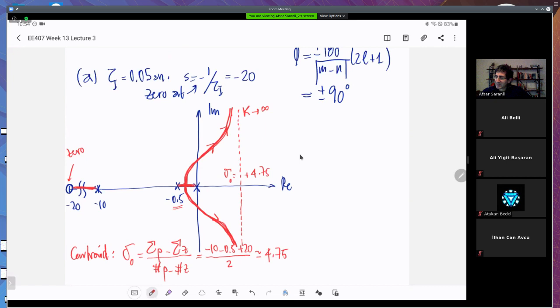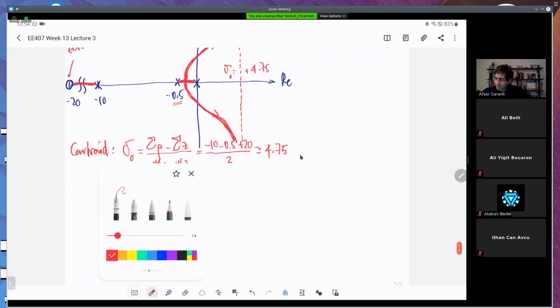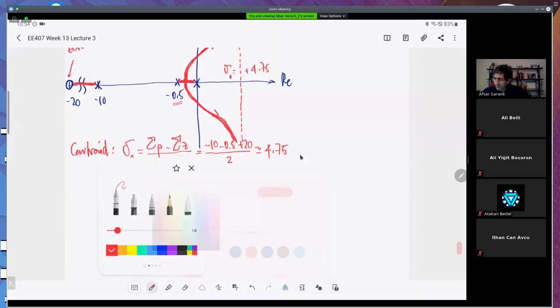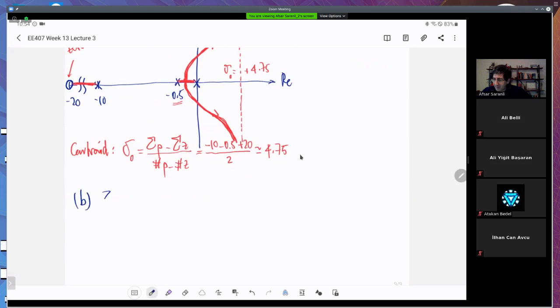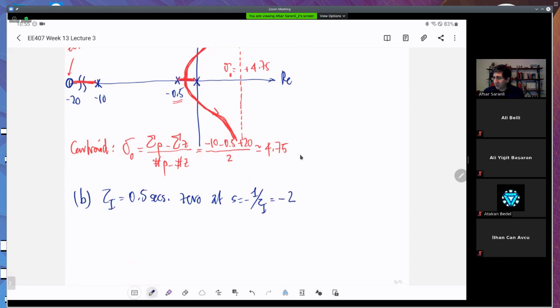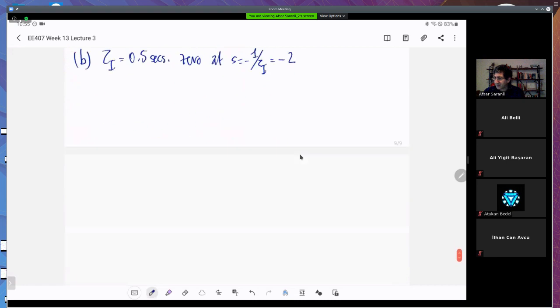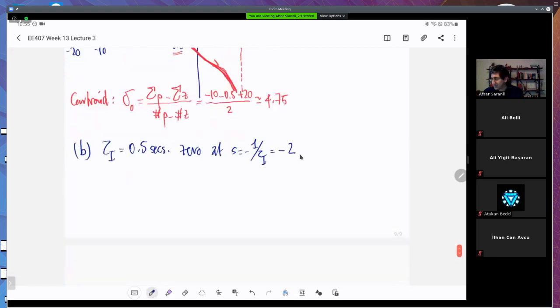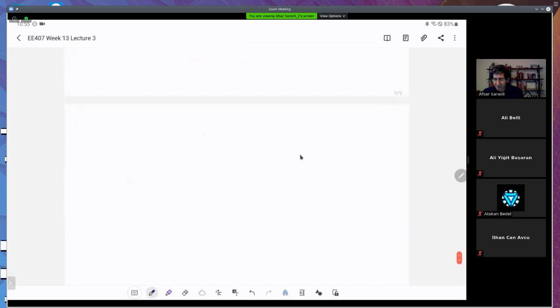Let's take a look at the next example. So case B, where tau I is equal to 0.5 seconds. In this case, obviously we have a zero at s equals minus 1 over tau I, which is equal to minus 2. Okay, so we will have a slightly different case. Sorry, I cannot fit them side by side, so I'm going to put it here.